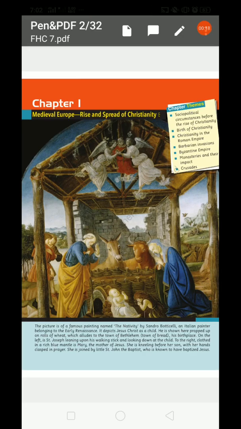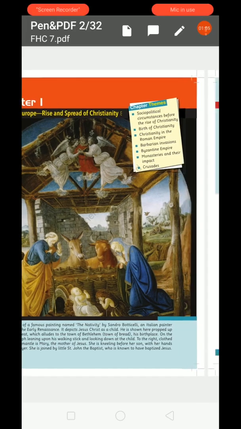We discuss the beginning of Christianity and how it spread. When you remind, in class 6, we discussed the early ancient period: Indus Valley civilization, Mesopotamia, Harappan, Egyptian, Chinese. All these civilizations are ancient civilizations. Now, the second stage, medieval age, middle age or middle period, is the rise and spread of Christianity.